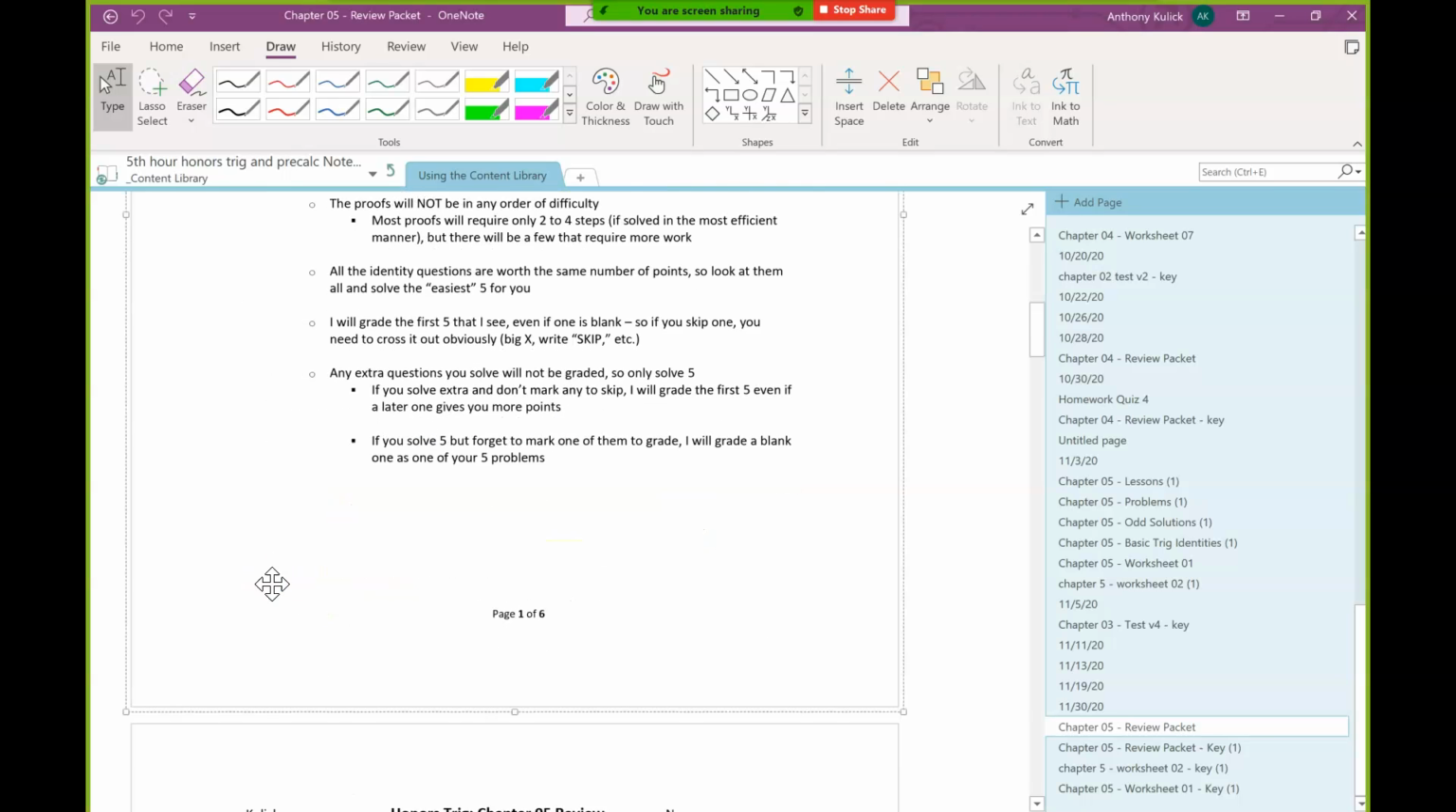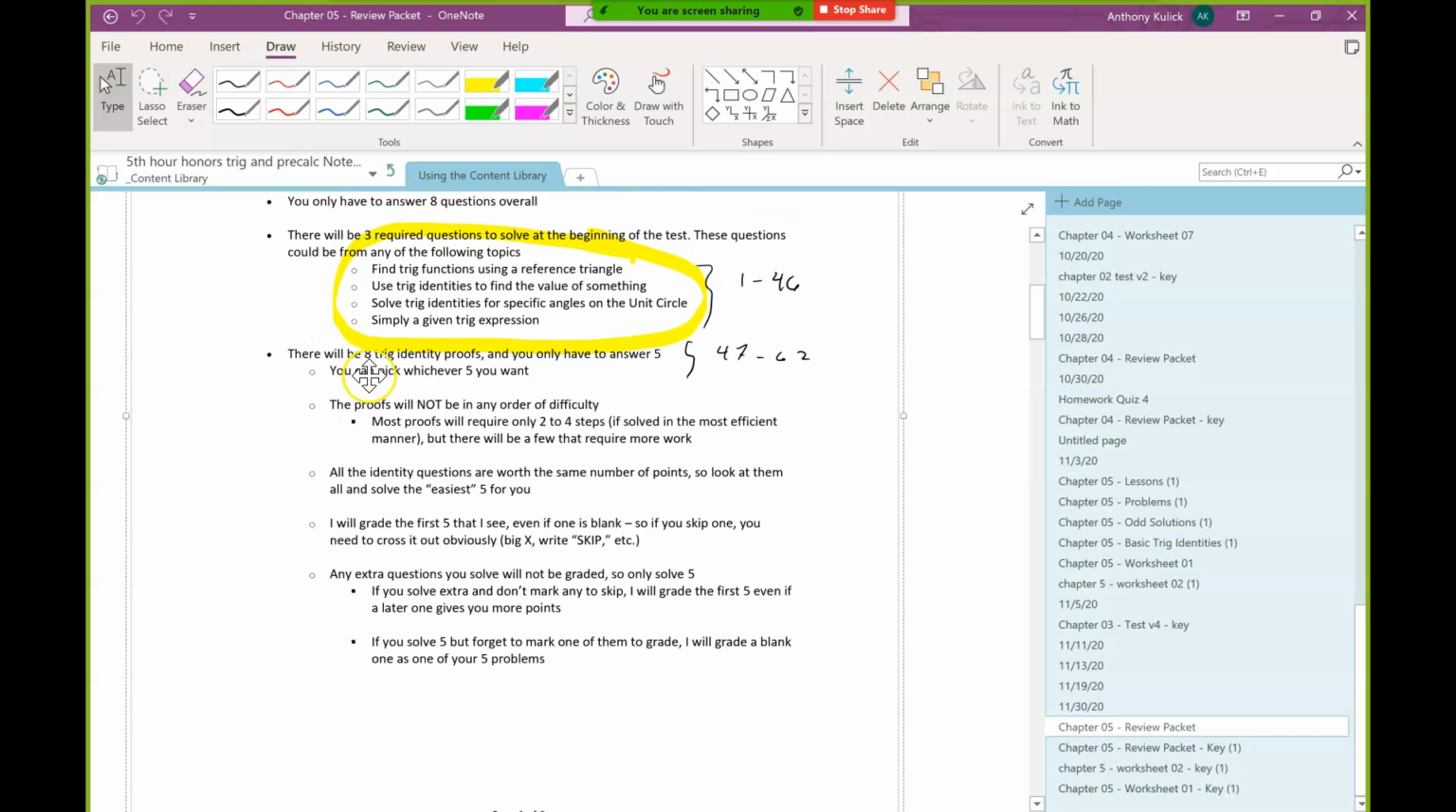Okay. So the second part of the test, I'm going to give you 8 of these verifying trig identity problems, like 47 through 62, but you only have to answer 5 of them. I know that sometimes these things can get a little bit tricky and you're not sure what to do with some of them. Some of them are like, oh, guess that was easy when I see you do it, but for the life of me, I looked at it for 20 minutes. I couldn't make any headway on it.